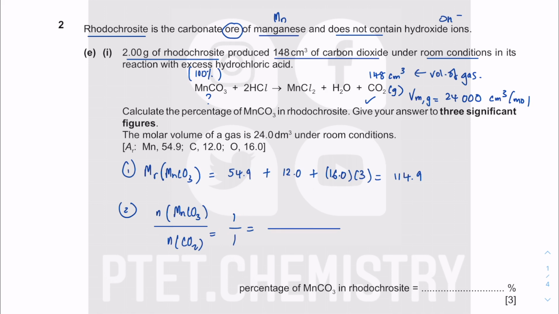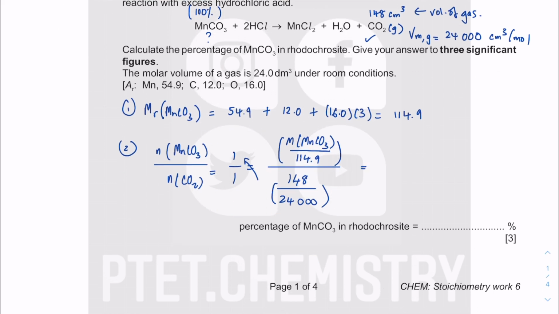The actual mole of MnCO3 that reacted is the mass of MnCO3 that reacted divided by the MR. Mass over MR will give you mole of the MnCO3. At the bottom I have a gas, so this is volume of a gas in cm cube, so I'm going to use my molar volume in cm cube per mole. Then I express that going up because I want to make the mass of MnCO3 as my subject. So the mass of MnCO3 is equal to 148 over 24,000 multiplied by 114.9.